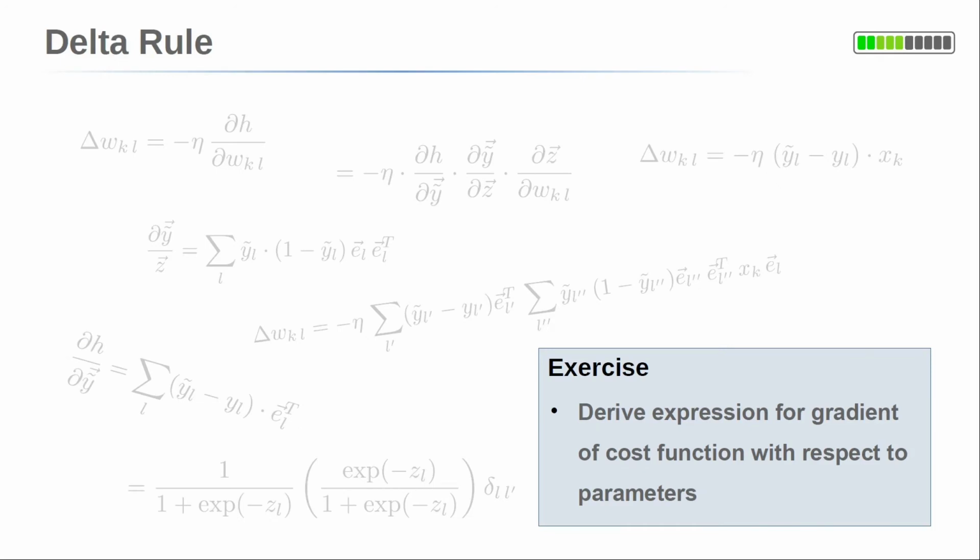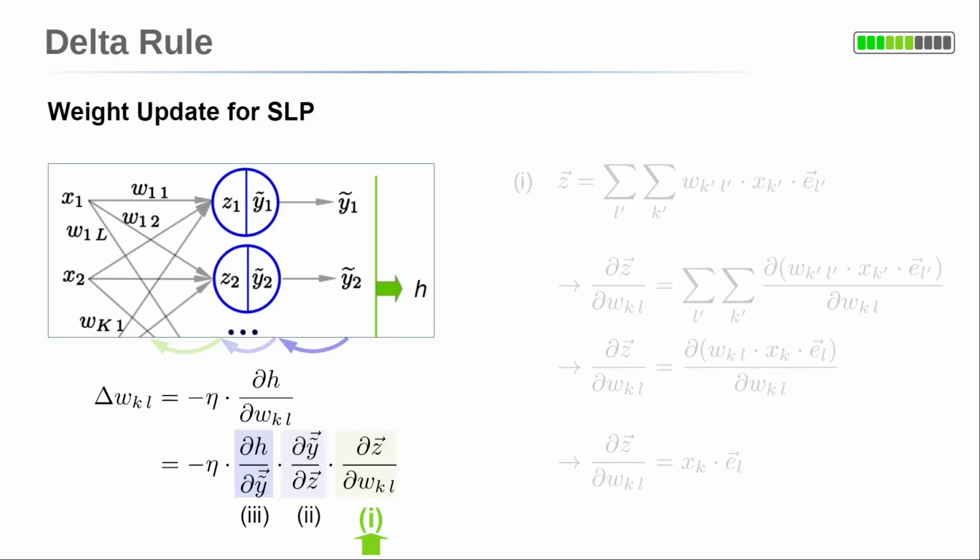We will derive these results for the weight parameter update by calculating the gradient of the cost function step by step. Let's start by calculating the last of the three contributions to the gradient according to the chain rule. This is the derivative of vector z with respect to the weight w_kl. The summation vector z is the sum over all output components indexed by l prime and the sum over all input variables indexed by k prime, including the bias, of w_k'l' times x_k' times the unit vector e_l'.